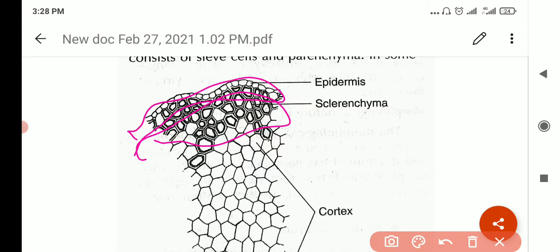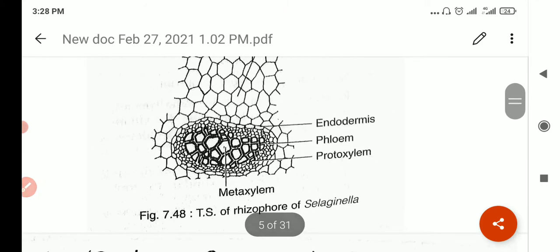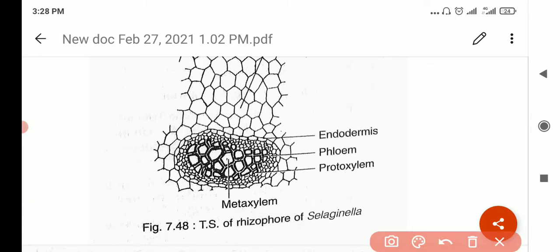Then we have the cortex. One minute, I will just scroll. You have the cortex, and it's a very big cortex. Then deep inside the cortex, we find the endodermis layer. Then we find protoxylem and, surrounding the protoxylem and metaxylem, is the cylinder of phloem. So, a very easy structure. Let's look at what they've written.